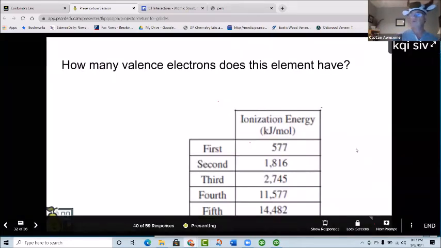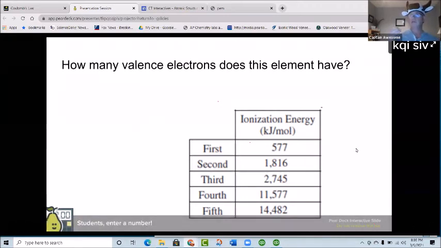You're looking for at what point the energy that it takes to remove an electron becomes ridiculous. So one electron takes 577. That's fine. The second electron takes 1800. The third electron takes 2700. So you're looking at, okay, I kind of see a trend there. And then the fourth electron takes 11,500. So that's a huge jump between the third and the fourth electron. So what would cause this huge jump?